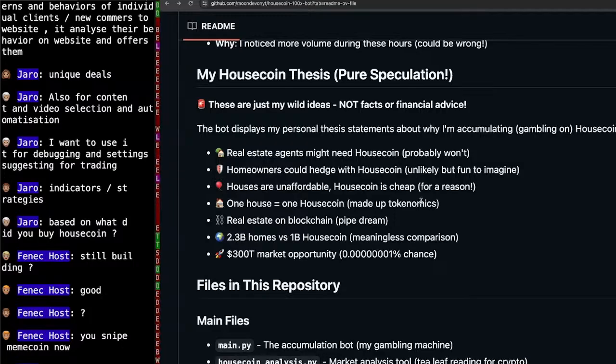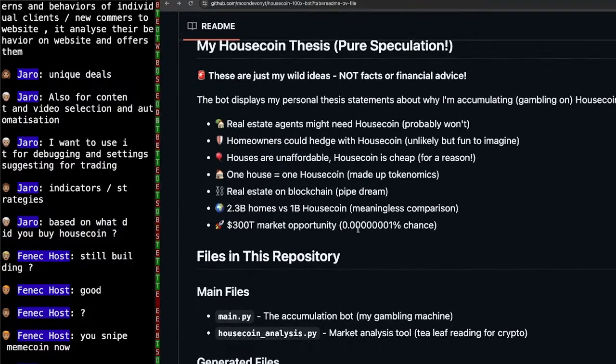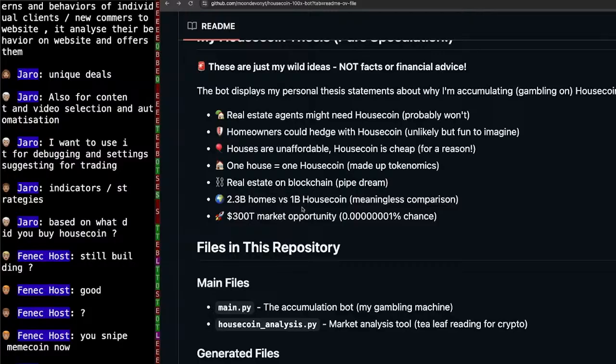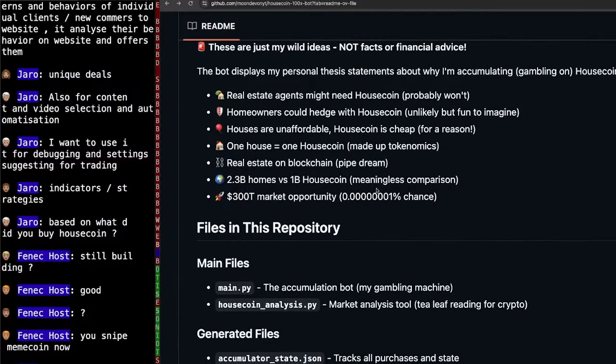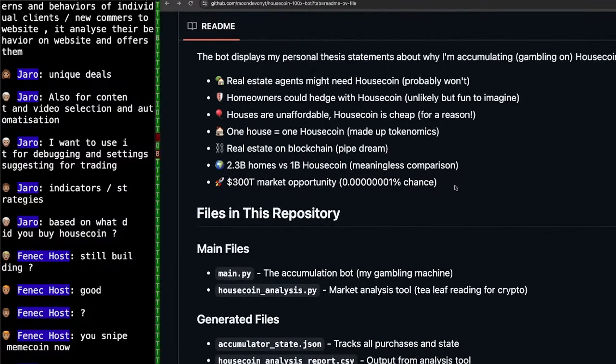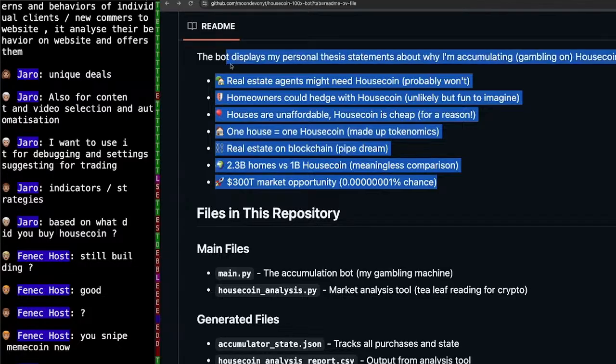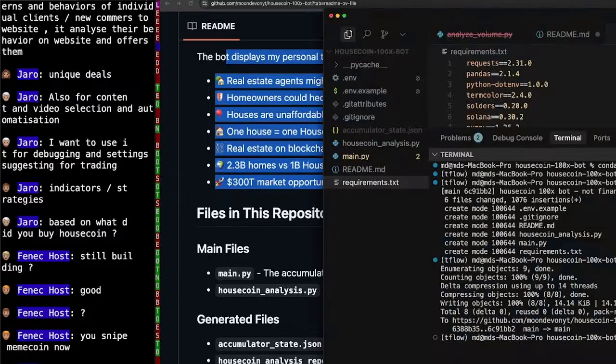Homeowners, one Housecoin equals one house. Real estate on blockchain, pipe dream, 2.3 billion homes versus 1 billion. Yeah, don't dog all my thesis. Relax on the dogging of my thesis.